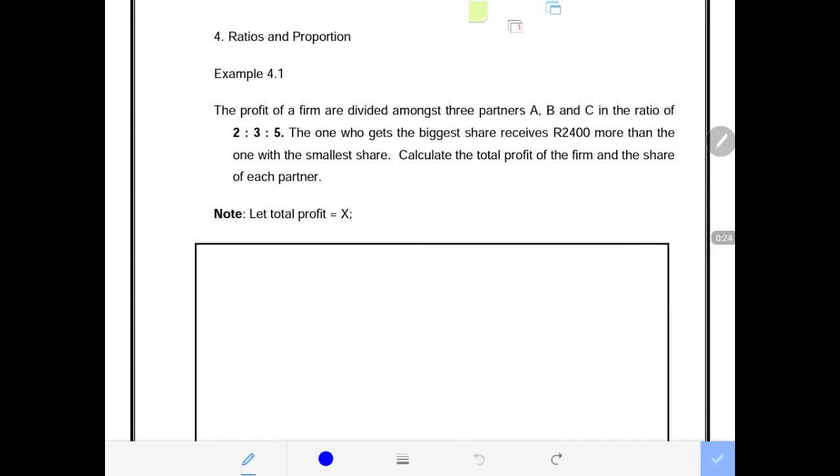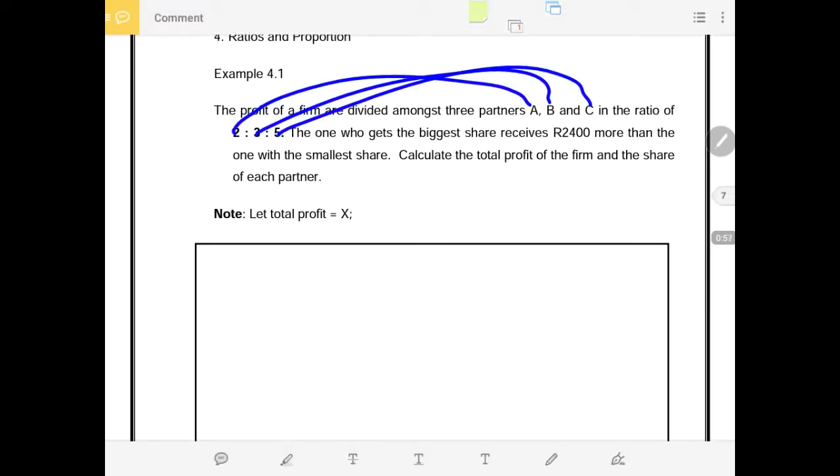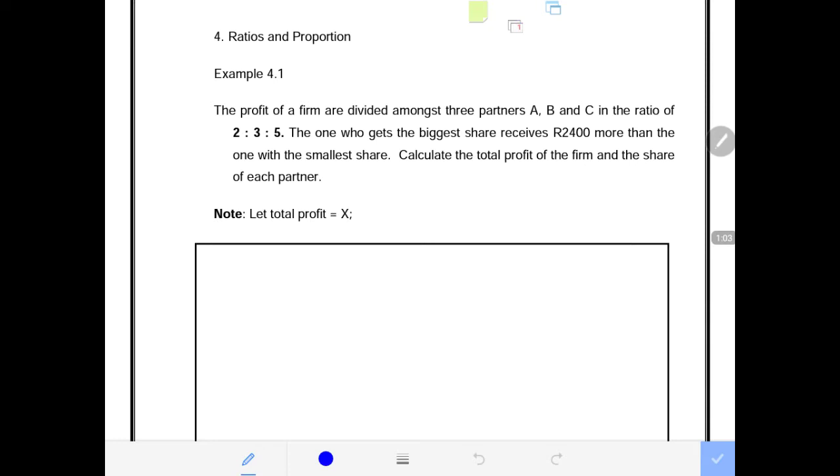Example 4.1 in your notes or handout says the profit of a firm is divided amongst three partners. That means we have this firm that has three partners: partner A, partner B, and partner C. And their profit is shared in the ratio of 2:3:5, meaning partner A shares 2 out of the profit, partner B shares 3 out of the profit, and 5 out of the profit is shared to partner C. So now this is the profit sharing ratio to the three partners that they have agreed upon in their partnership agreement.